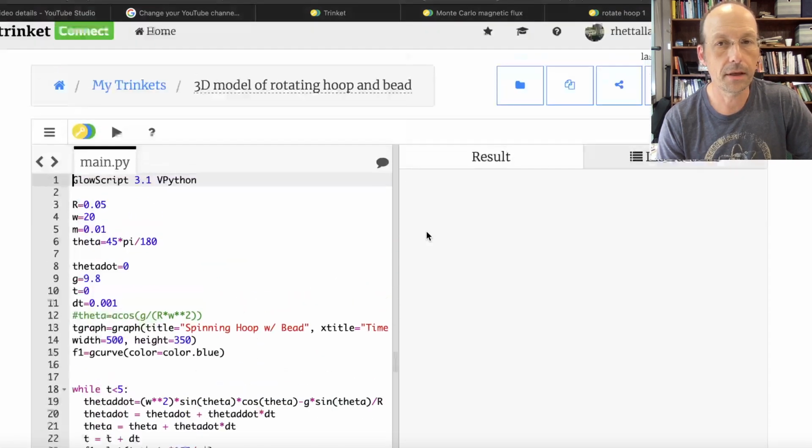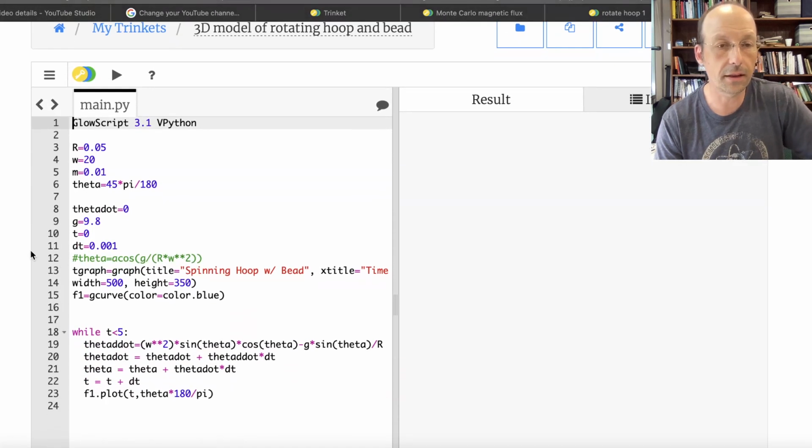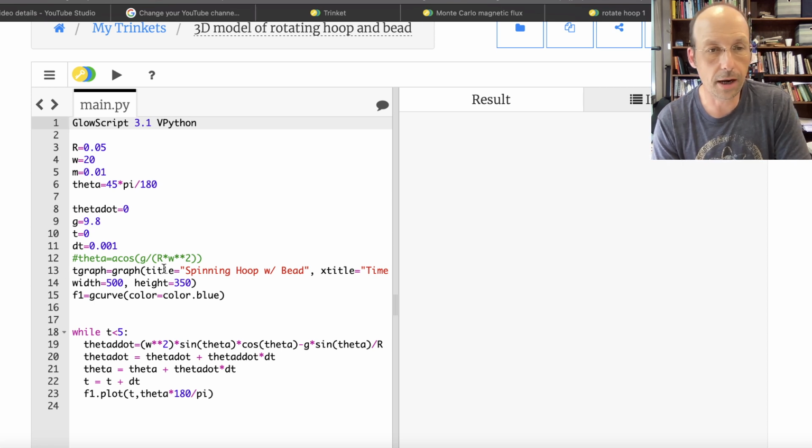Okay. So now let's go through the thing. Line 13 just sets up the graph. Line 14 is part of line 13. There's a comma in there. And then line 15 is F1, the function that plots it. Okay, that's my actual curve.